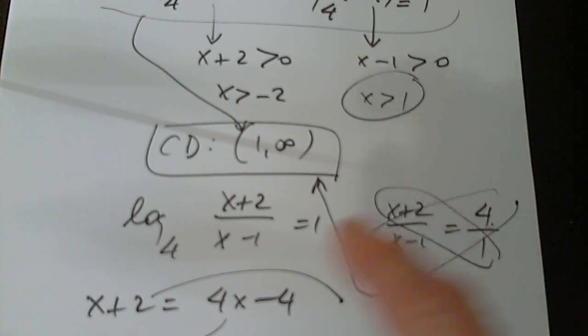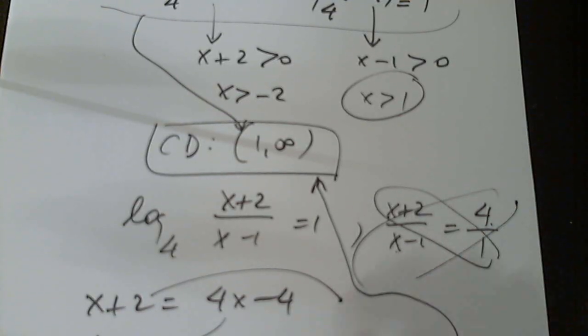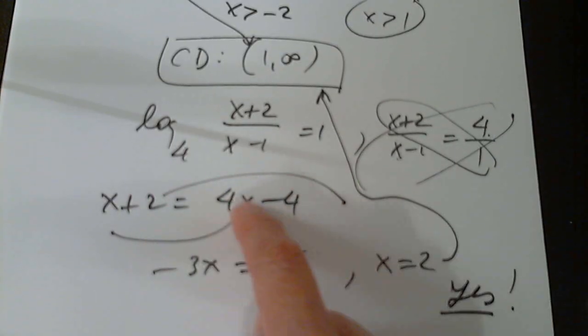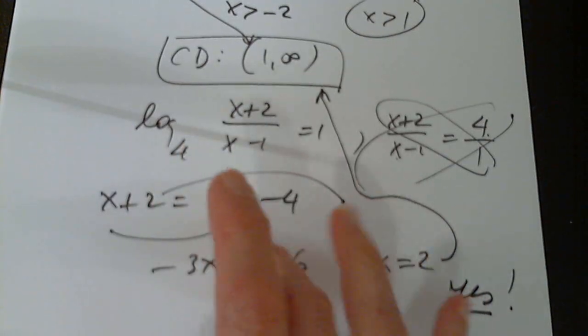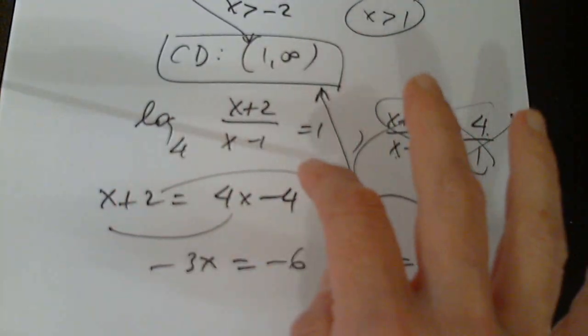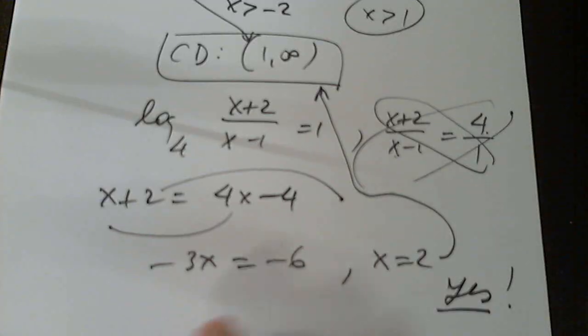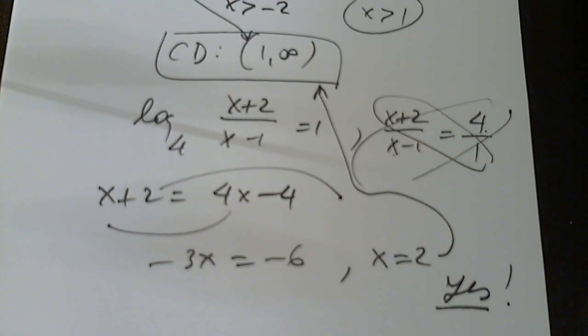Proportion, cross multiply: x plus 2 equals 4x minus 4. This belongs here, this belongs here. 1 minus 4x is negative 3x, 2 minus 4, negative 2, minus 4 is negative 6, divided, x equals 2. Is it in the domain? Yes.